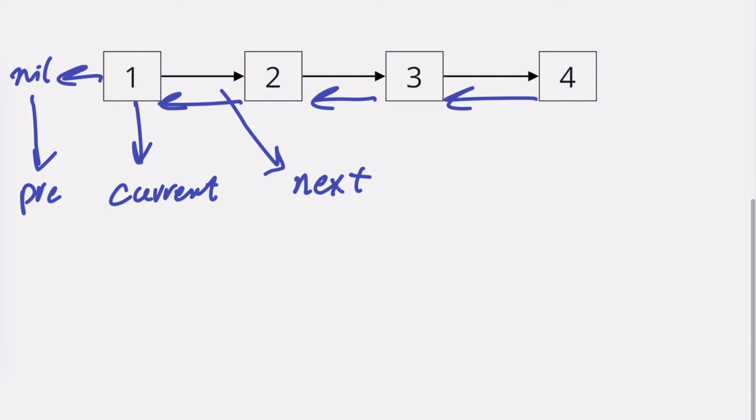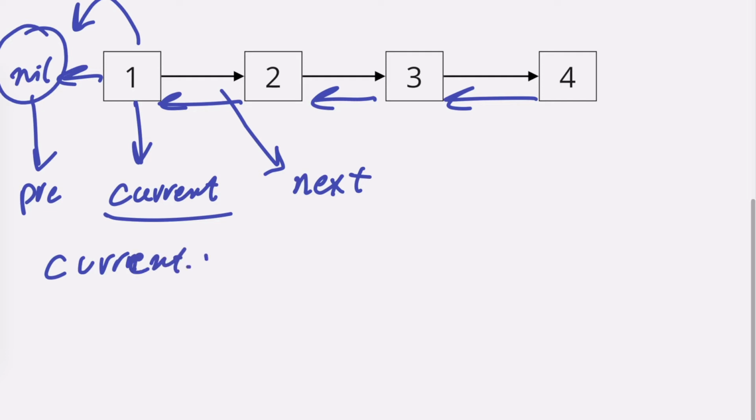The previous one is nil, and the next one should be nil because of that. So when we are going to reverse that, the current object is now 1. So the current dot next is now equal to the previous one. The previous one is nil now, and then we have to change the previous one to the current object because now we are moving along with that.